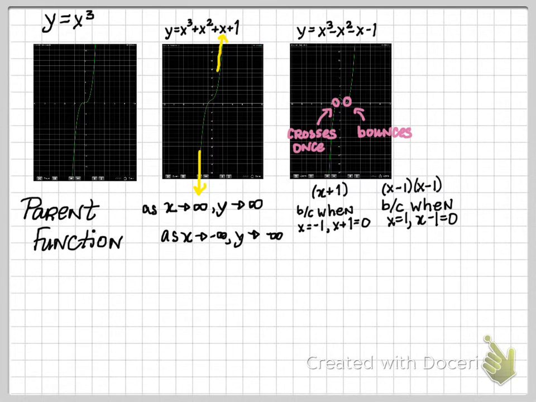So we're going to look at the original function, y equals x cubed minus x squared minus x minus 1. And I'm going to factor that. What goes into the first two? X squared. You're left with x minus 1. What goes into the next two? Negative. You're left with x plus 1. Uh-oh. These don't match, do they?